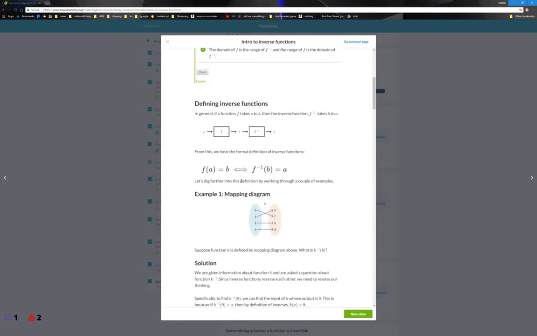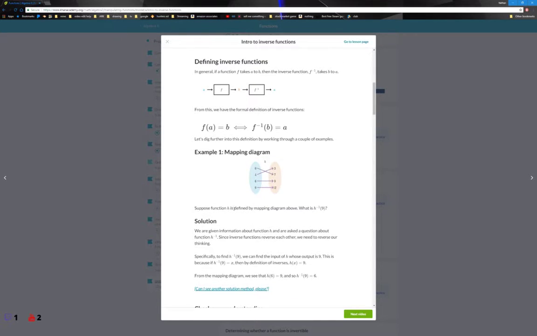Let's dig further into this definition by working through a couple examples. Example 1, mapping diagram. Suppose h is defined by the mapping diagram above. What is h inverse of 9? So if we look at this here, this is our domain and this is our range. So if you put in 0, you get 7. If you put in 4, you get 3. If you put in 6, you get 9. If you put in 9, you get 12. So we want the inverse, h inverse of 9.